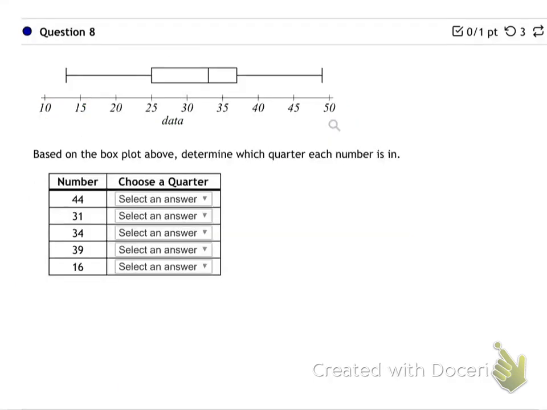So number 8 basically gives us one last box plot, and it says, tell us where these numbers are. So the number 44, what section is the number 44 in? Remember, this is first quarter, second quarter, third quarter, fourth quarter. So 44 is about right there. It's in Q4, isn't it? Just identify the quarters in which those numbers lie. Is that good?